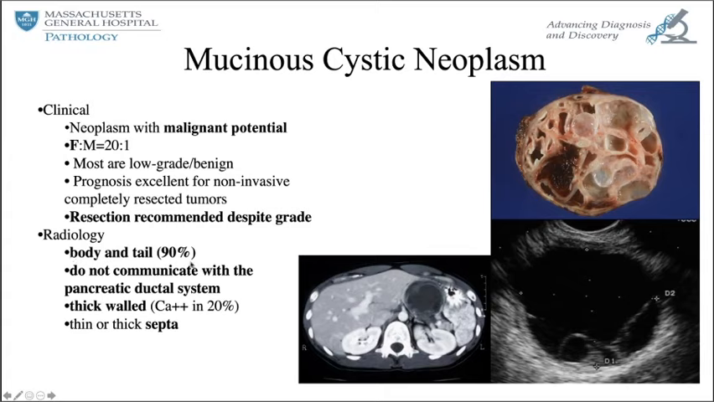And on imaging, almost all of these occur in the body and tail of the gland. And they do not communicate with the pancreatic ductal system. So if a radiologist says, I see a connection to the main pancreatic duct, it's almost never going to be a mucinous cystic neoplasm. It will be the other mucinous cyst, an IPMN. Generally, these are thick-walled and loculated cysts. So again, when you see these septae showing loculations, pseudocyst falls off the differential diagnosis, and what you're left with is: is this a mucinous cyst or an oligocystic serous cystadenoma?